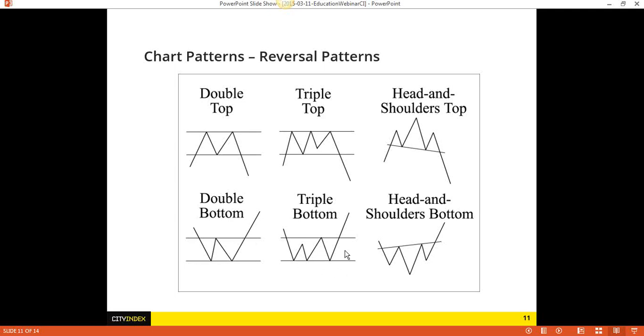Same thing with the triple bottom, and we look for a breakout above there. Okay, same thing with the head and shoulders bottom.